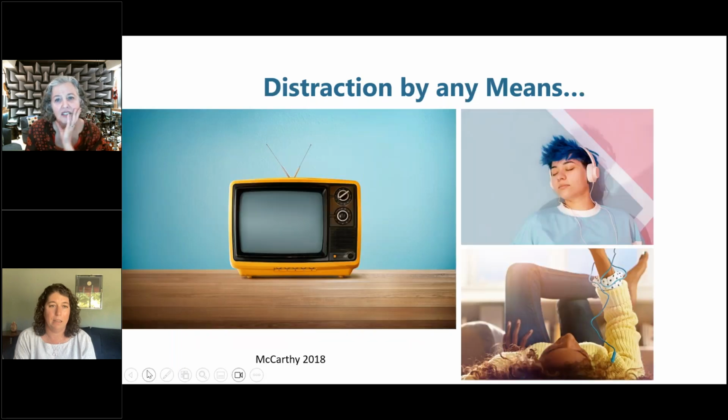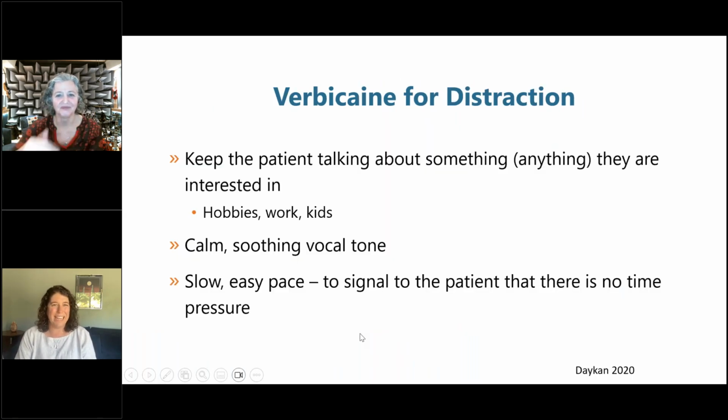Next slide. So we really want to think about the best thing, above anything else, would be distraction. And that means by any means possible. Yeah, whatever that's going to look like for somebody.